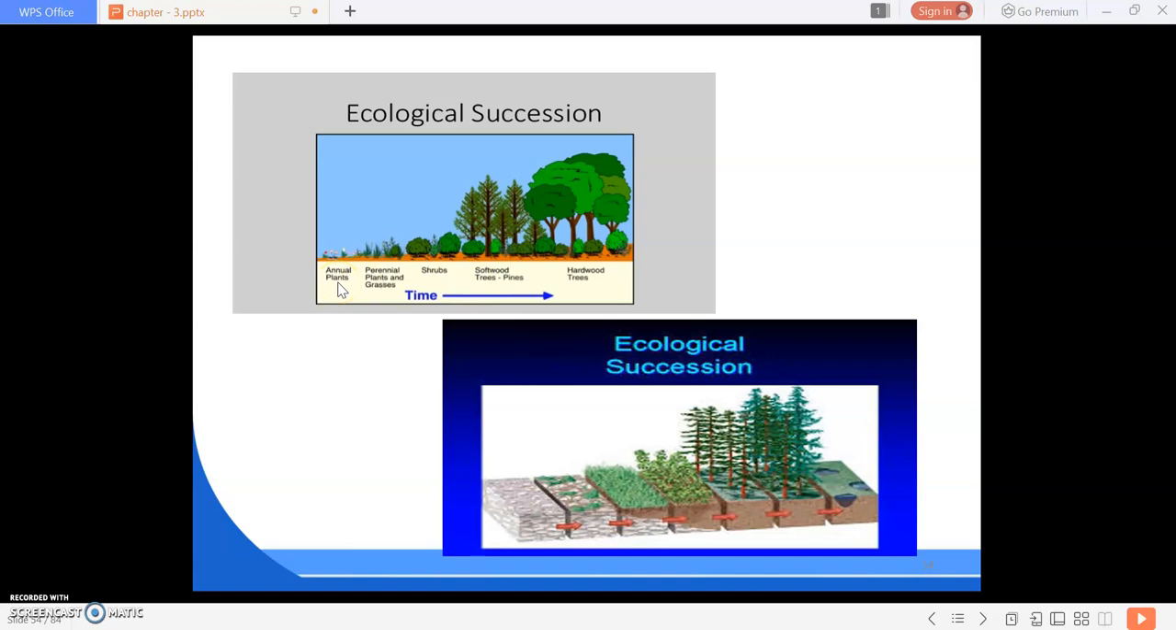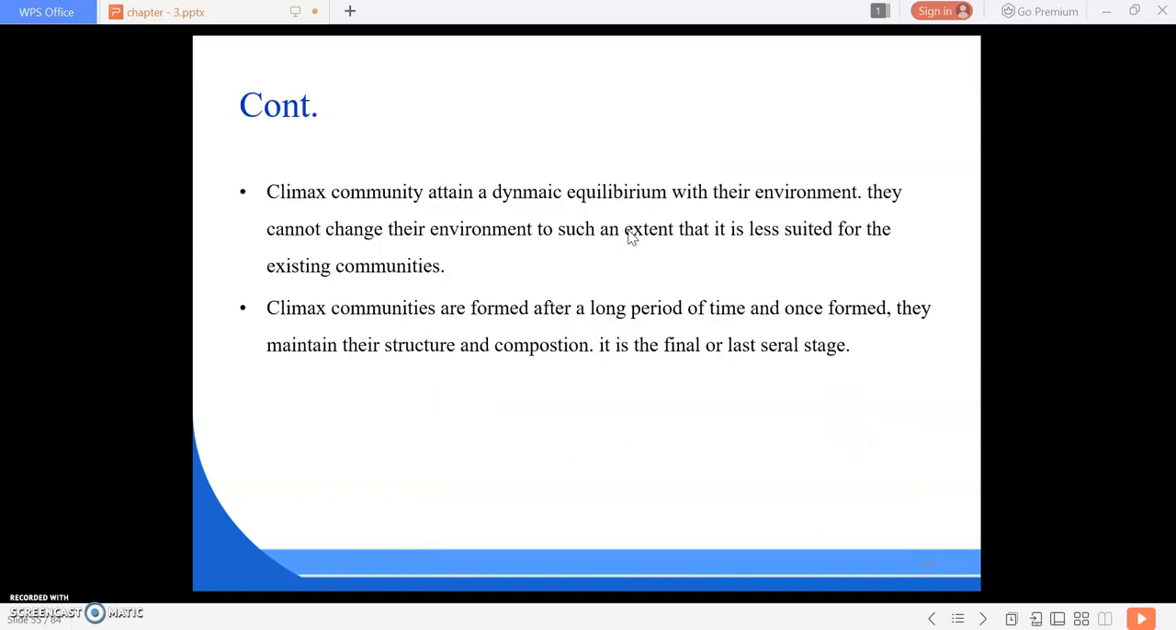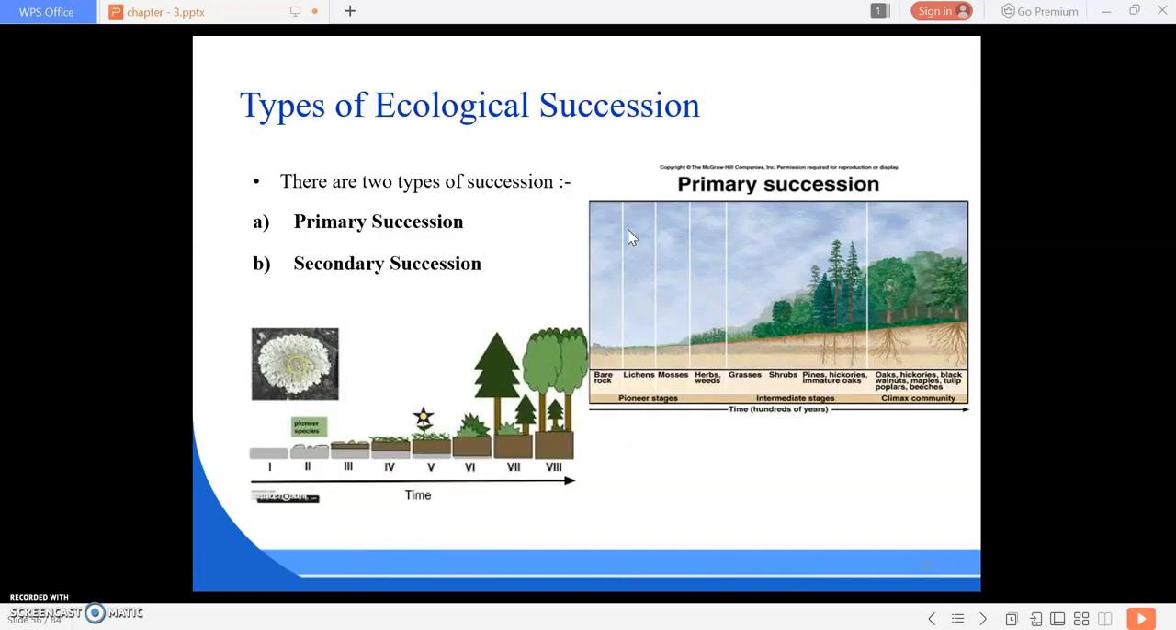So this is the annual plants, and this is the perennial plants and grasses. This is the shrubs. This is the softwood trees or pines, and this is the hardwood trees. In this way, ecological succession happens, and with time small plants become large trees. This is called ecological succession. In the next class we are going to study about the types of ecological succession.